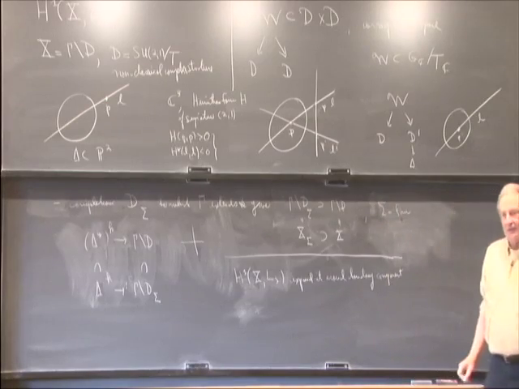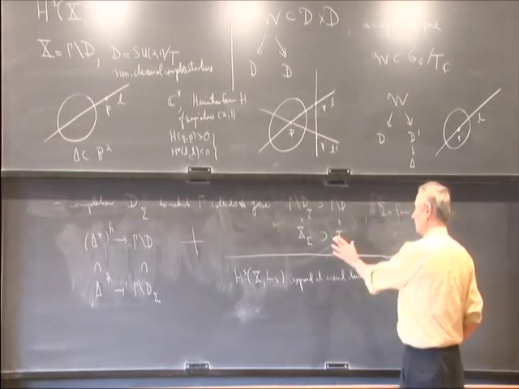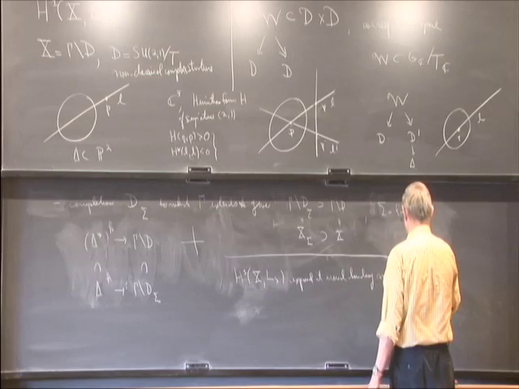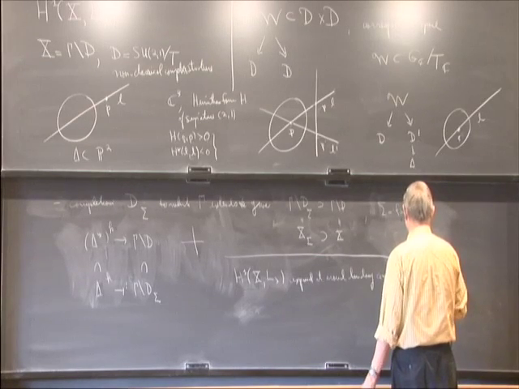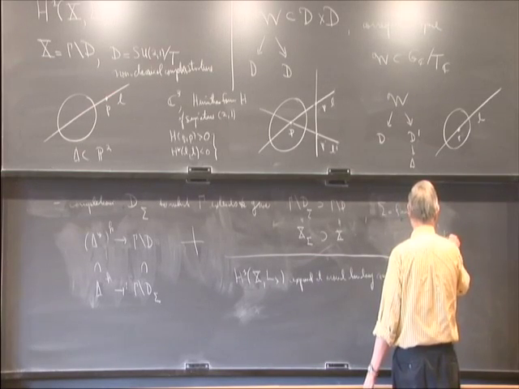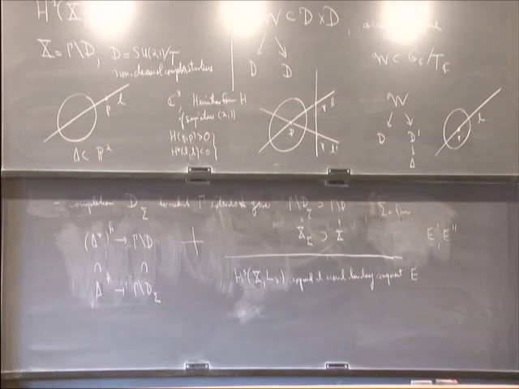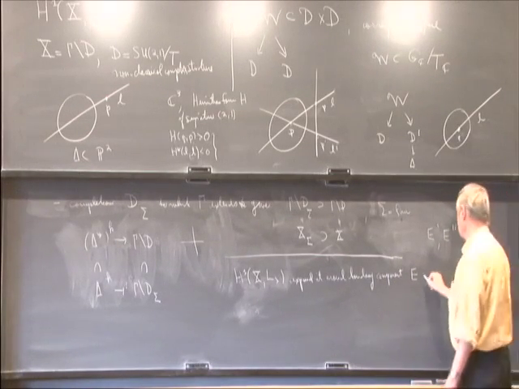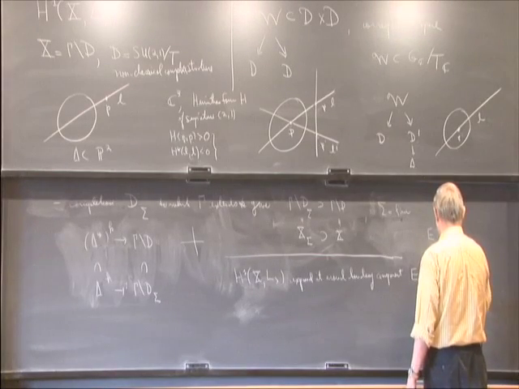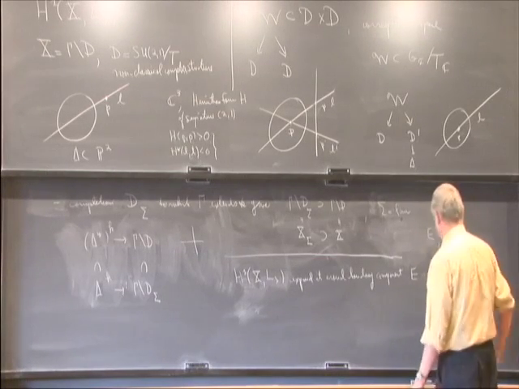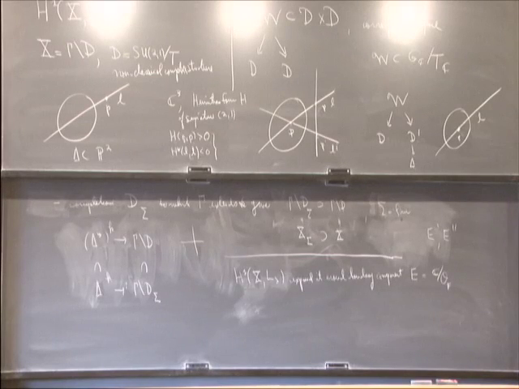So in this case, the boundary components that we're going to be interested in, there'll be two of them. There'll be an E prime and an E double prime. But I'm just going to call it E to be either one of them. The boundary component will be a CM elliptic curve.